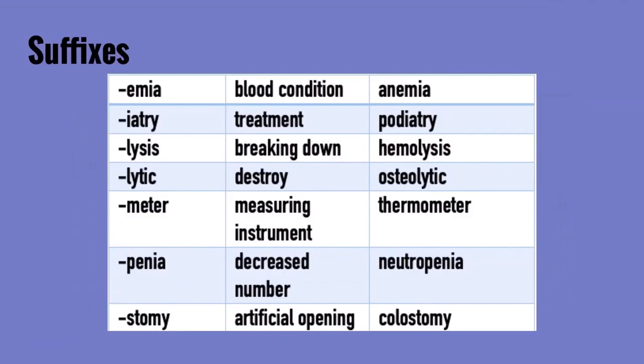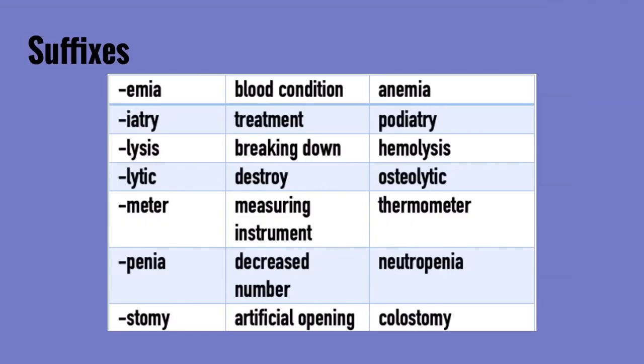Next, we have anemia, which is a blood condition. So anemia, combining what we learned earlier, an in the front means without. Anemia being a blood condition means without blood, so you typically have a shortage of blood. Iatry is treatment, so podiatry. Lysis is the breaking down of something, so hemolysis would be the breaking down of blood.